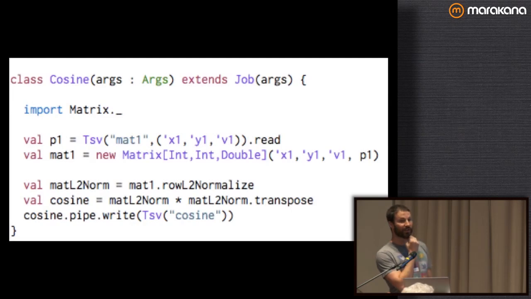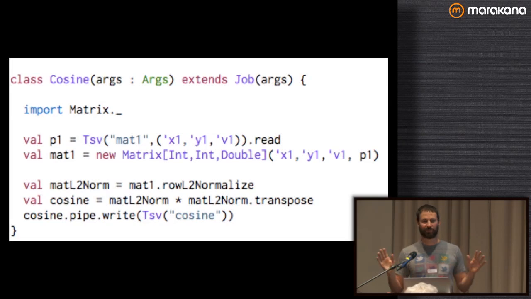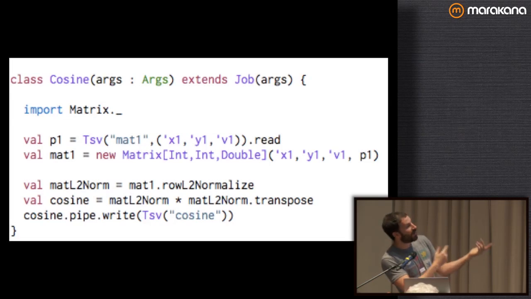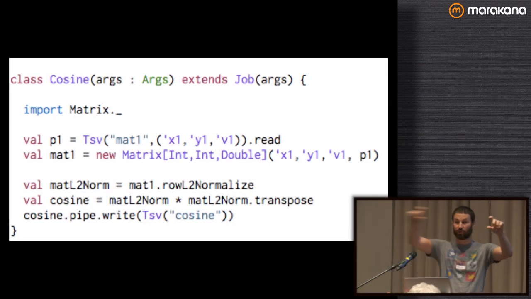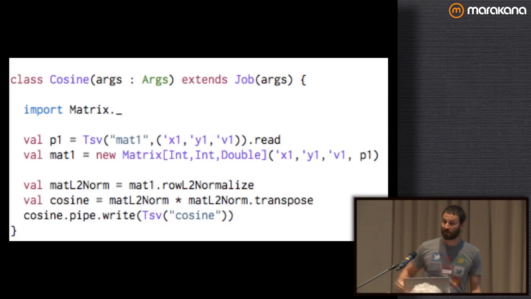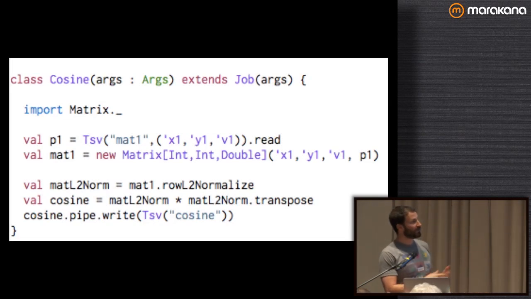Cosine similarity is a measure for when I want to recommend that you might be interested in following some person A or B. It's a really simple, totally brain-dead algorithm that you can run, and it becomes really simple now. We take a TSV and read it, saying it's a matrix of row type int, column type int, and value type double. Then we L2 normalize it, so each of the rows becomes unit length. And then we just transpose and multiply them together and write it back out.